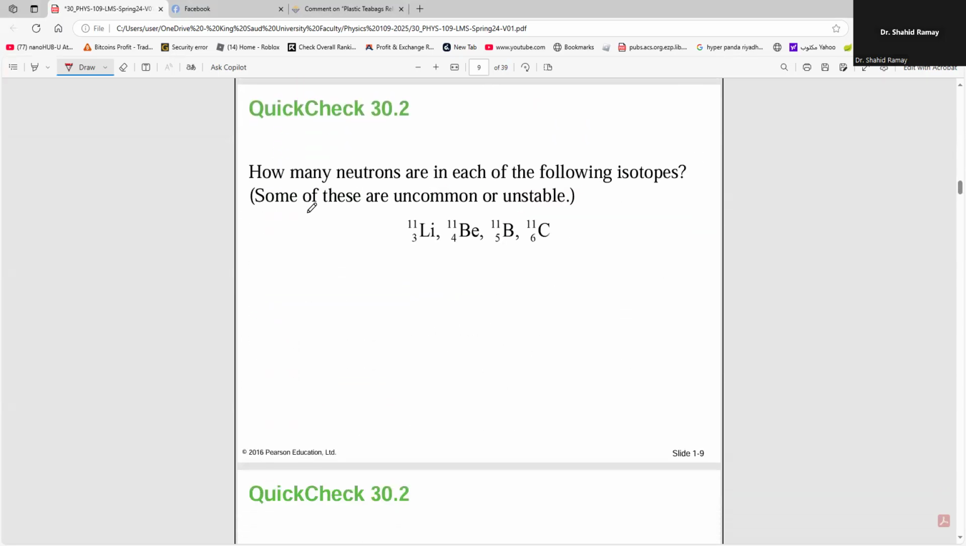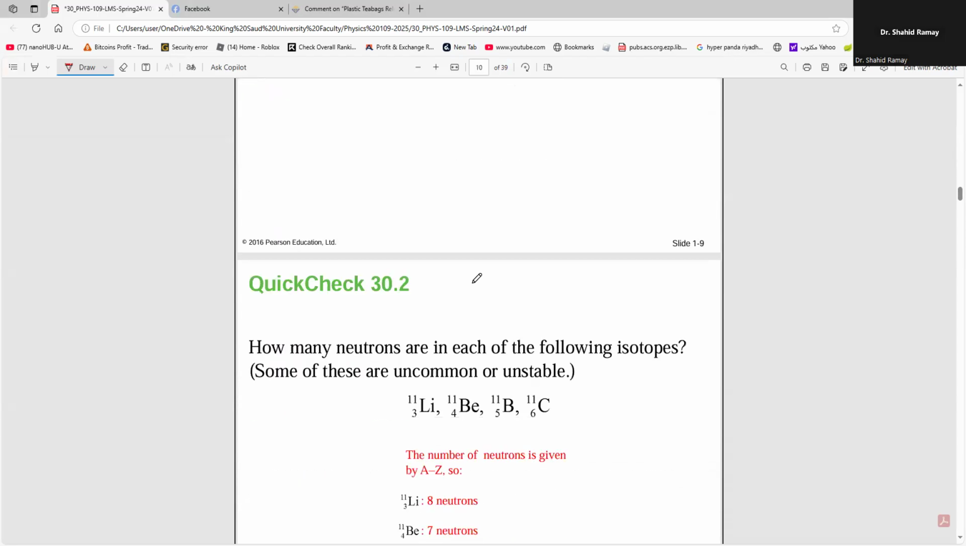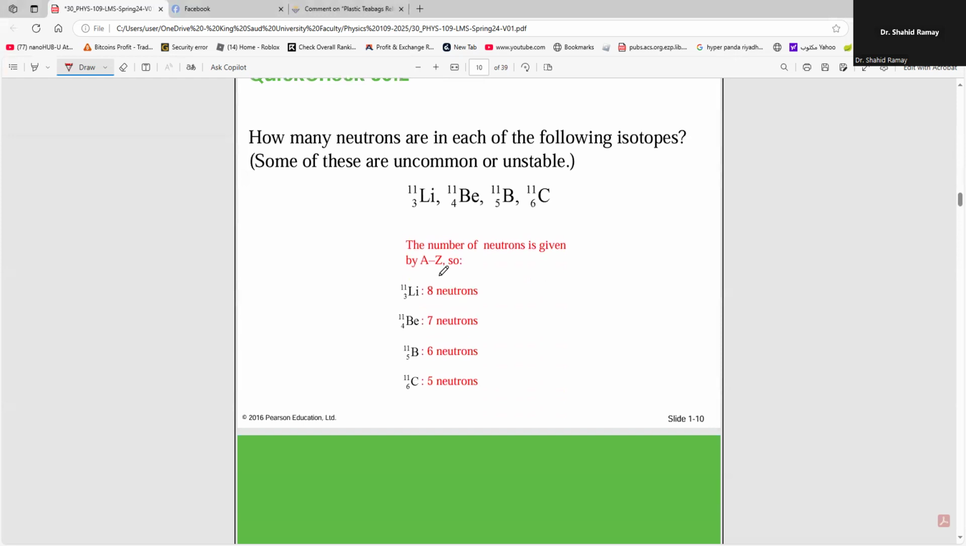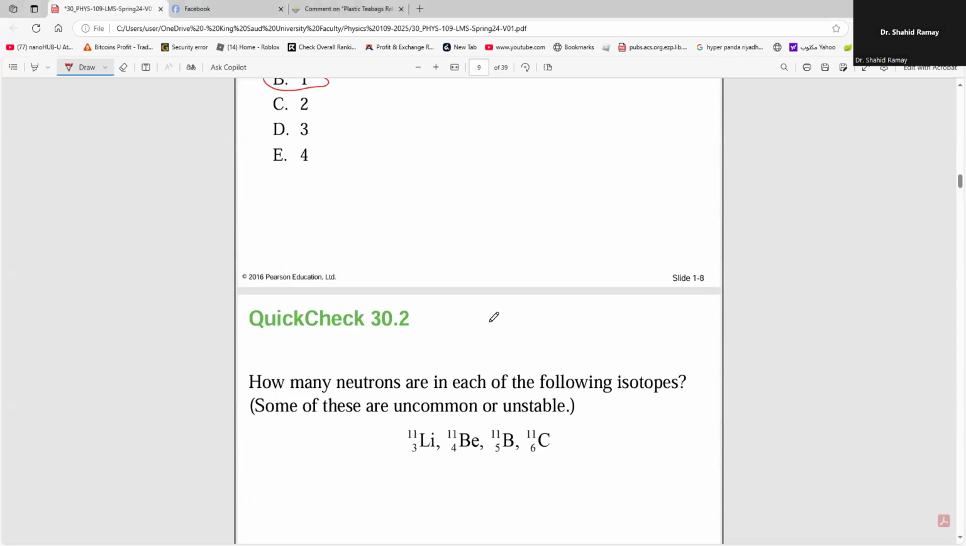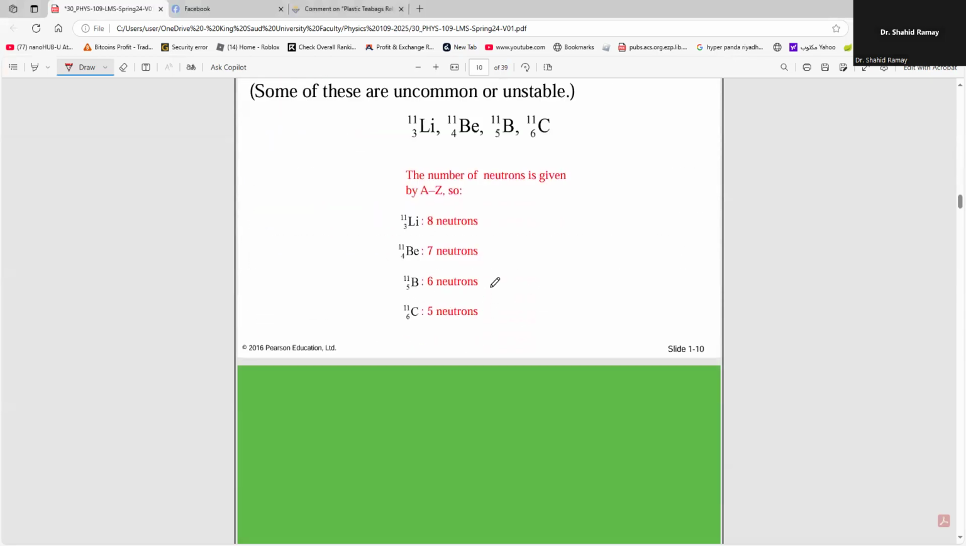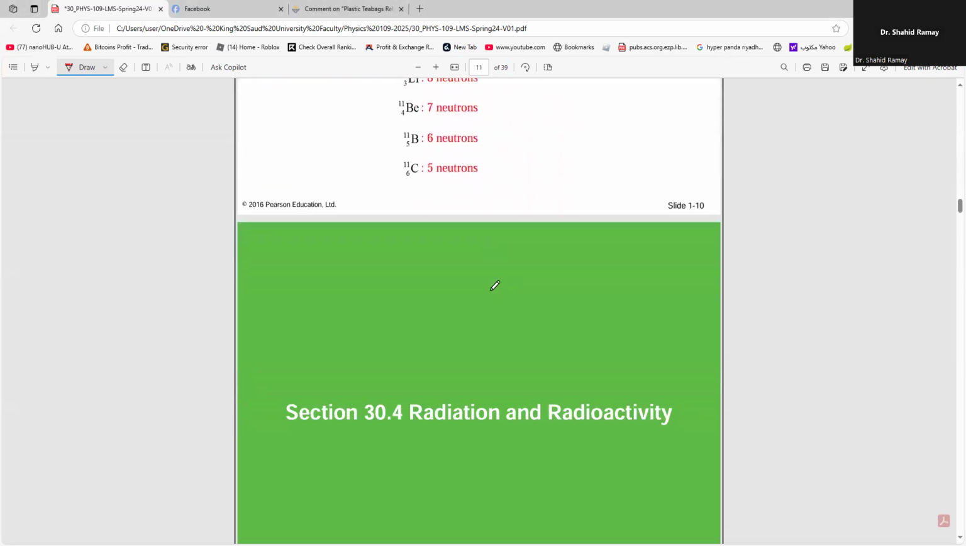Similarly, how many neutrons are in each of the following isotopes? Some of these are uncommon or unstable, so this is just information. Here you can see he has already solved this problem. For lithium, 11 minus 3 is 8, 11 minus 4 is 7, 11 minus 5 is 6, 11 minus 6 is 5 neutrons. So you should know how to find the number of neutrons.